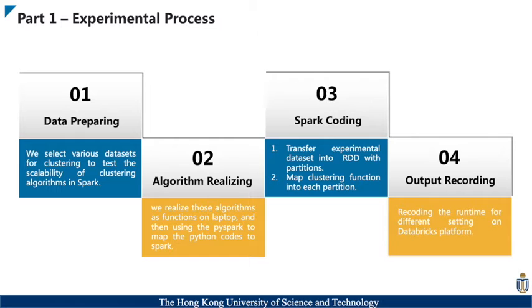to Spark. And third, Spark coding. Firstly, we transfer experimental data set into RDDs with partitions, and secondly, we will map clustering function into each partition. And the last part is output recording. For this part, we record the runtime for different settings on database platforms for single worker and for multi-worker for those different algorithms.